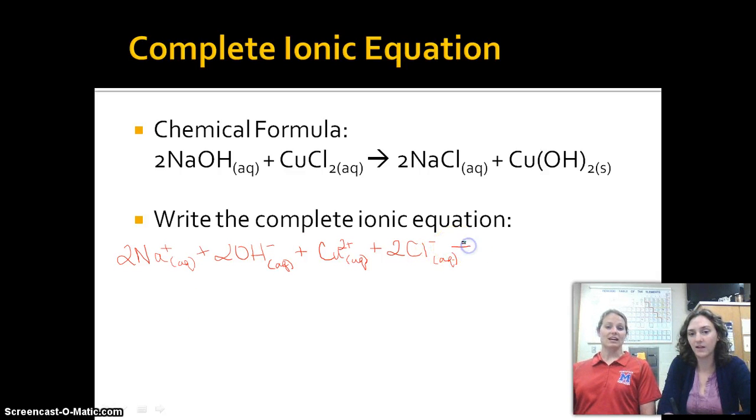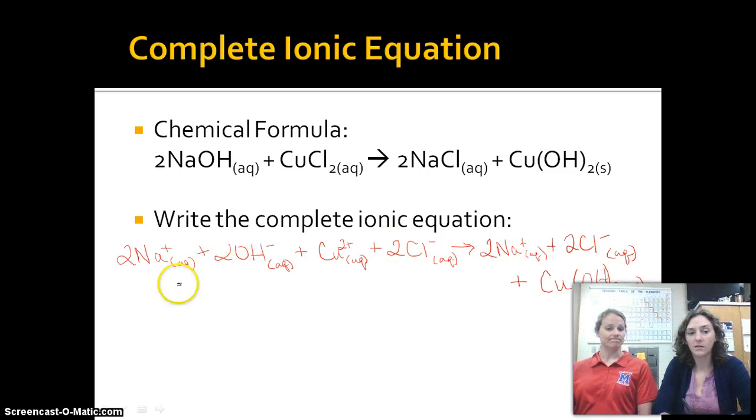Again, we only separate out the aqueous. So we're going to do the 2 sodium ions and the 2 chlorine ions. And we're going to leave together as one chunk anything that is solid, liquid, or gas for this complete ionic equation. Anything solid, liquid, or a gas stays as a chunk. Okay, now check all of them.